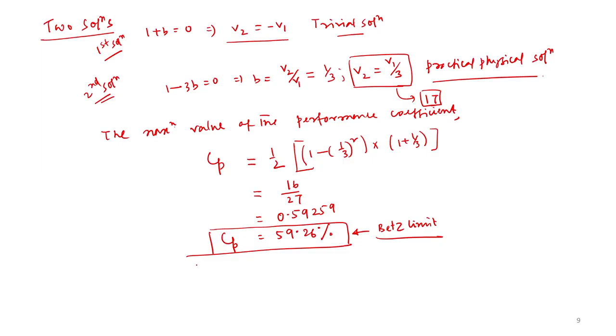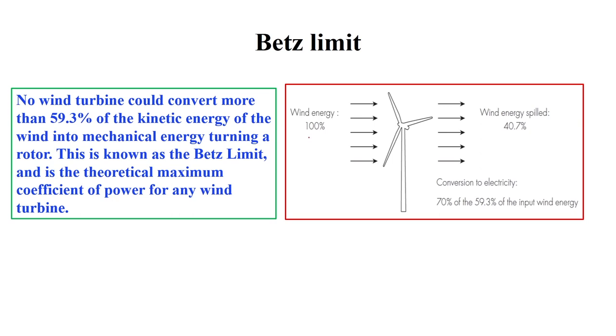Okay. So, once we know this, then we can find out the tip speed ratio and other parameters, because these are required to characterize a wind machine. Now, to understand the Betz limit, no wind turbine could convert more than 59.3% of the kinetic energy of the wind into mechanical energy turning a rotor. And this is known as the Betz limit and is the theoretical maximum coefficient of power for any wind turbine. So, if we have 100% energy, then about 40% will be spilled, right.